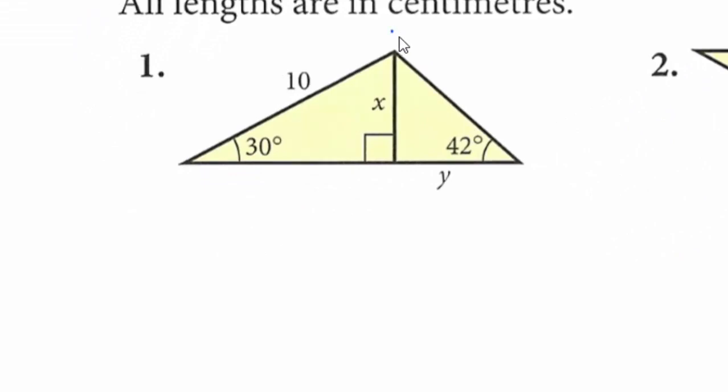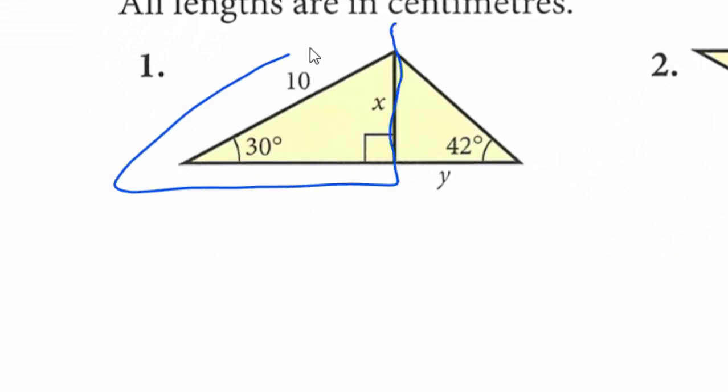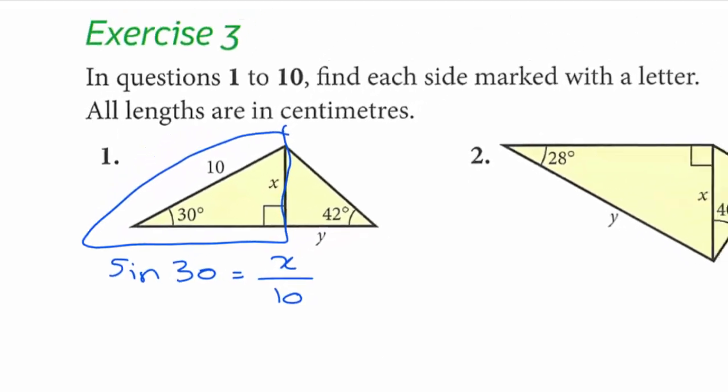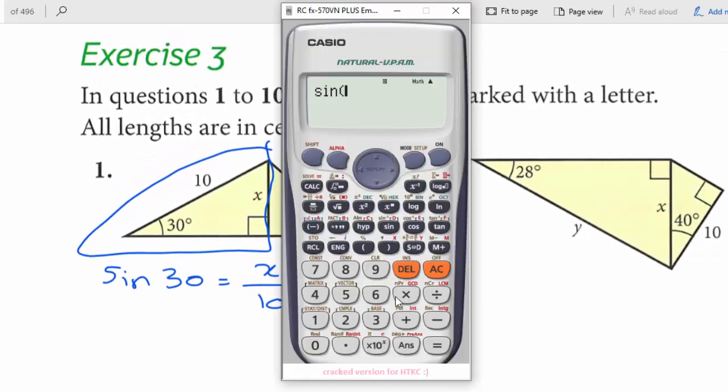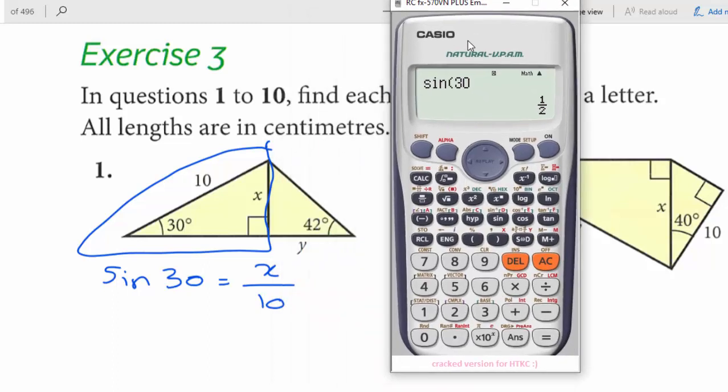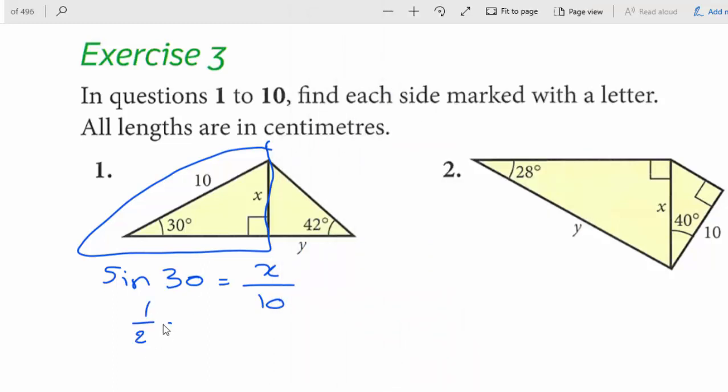Now, look at this triangle. In this triangle, we have the hypotenuse, and the opposite is missing, so we need to use sine. Then sine of 30 is equal to x over 10. Sine of 30, using a calculator, is 1 over 2. Then 1 over 2 is equal to x over 10.